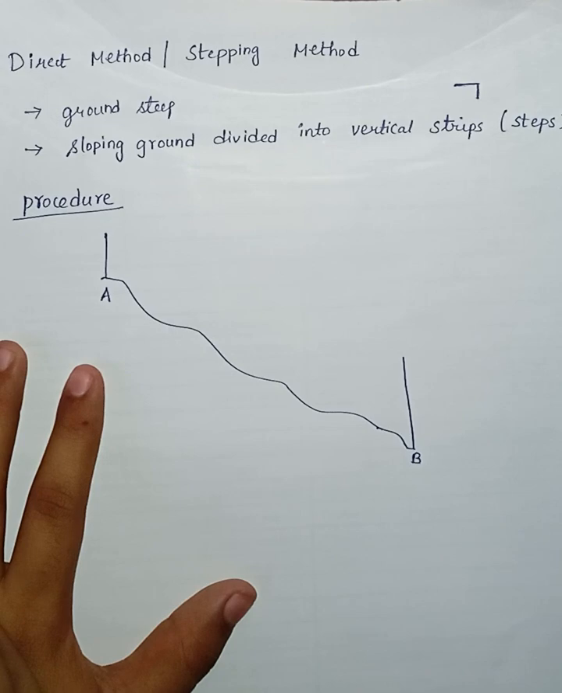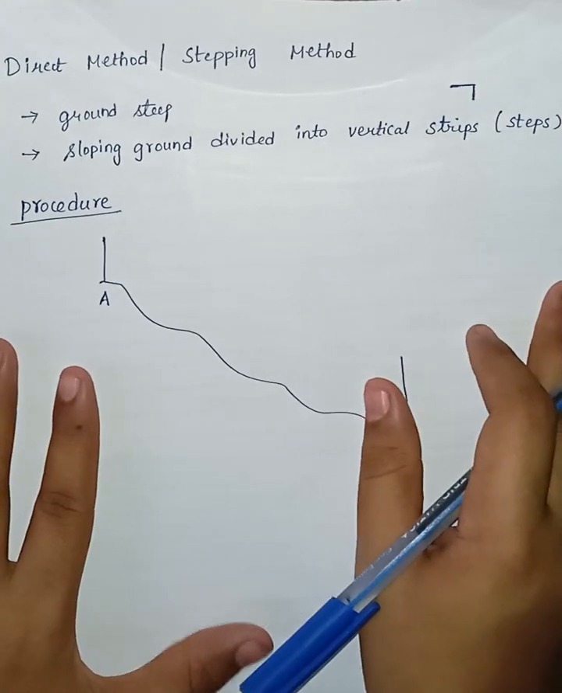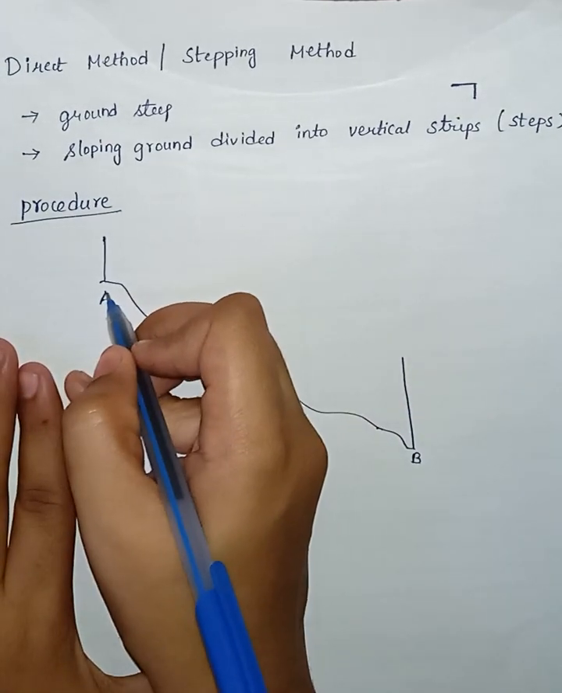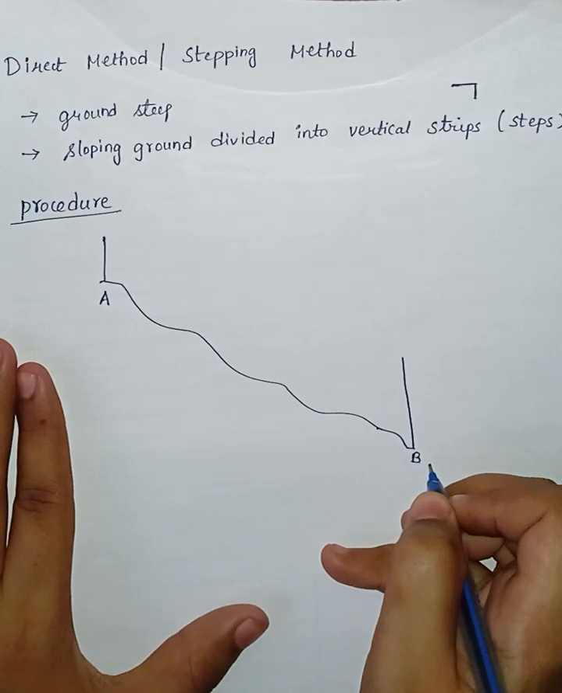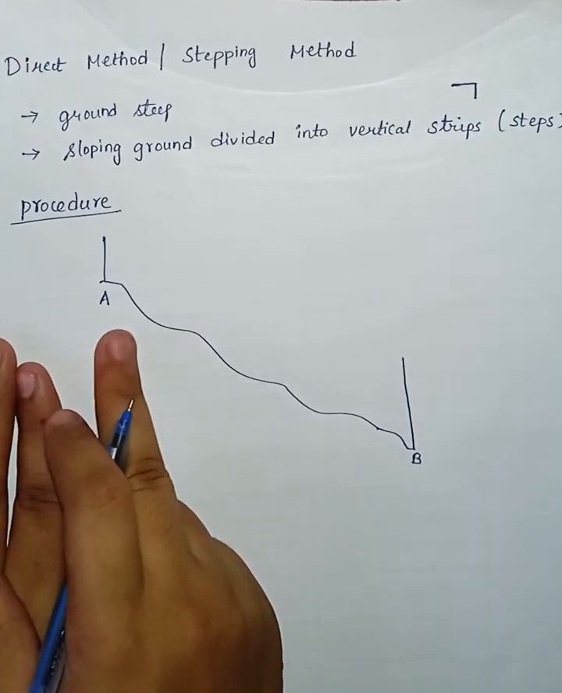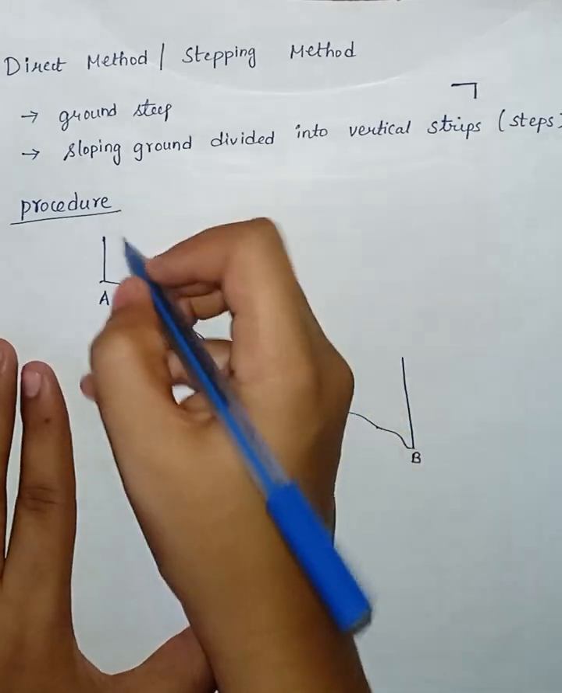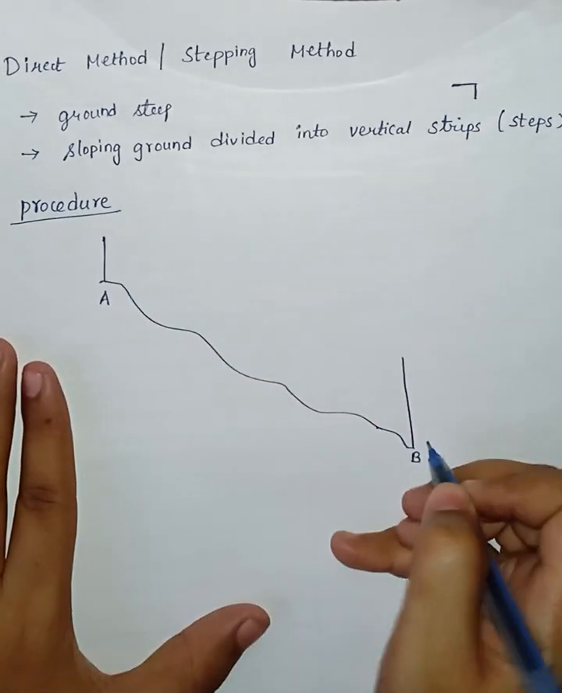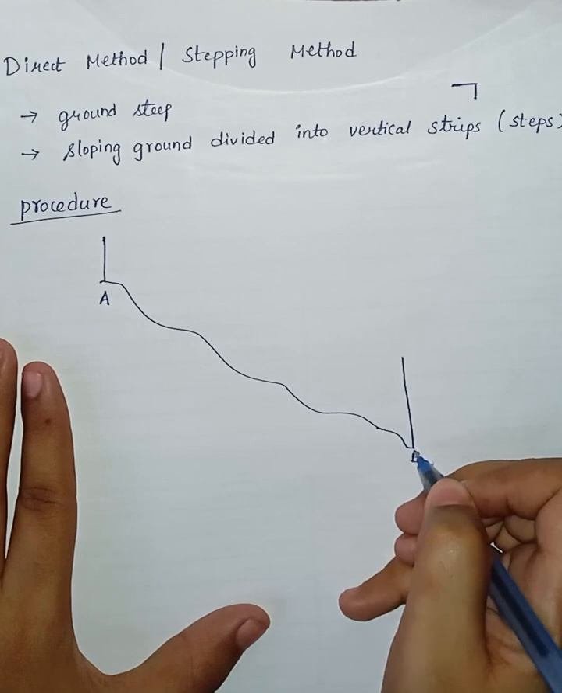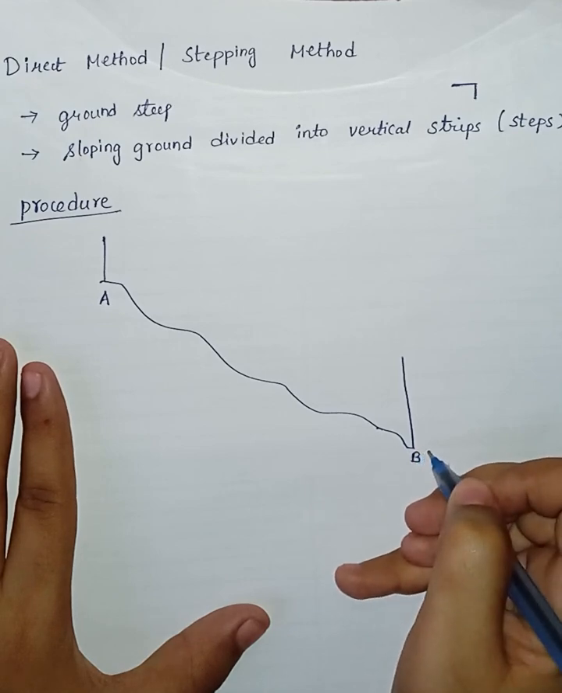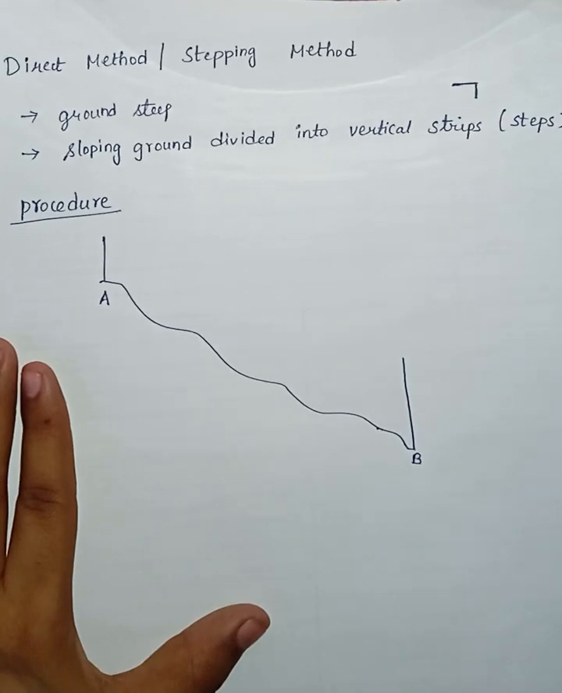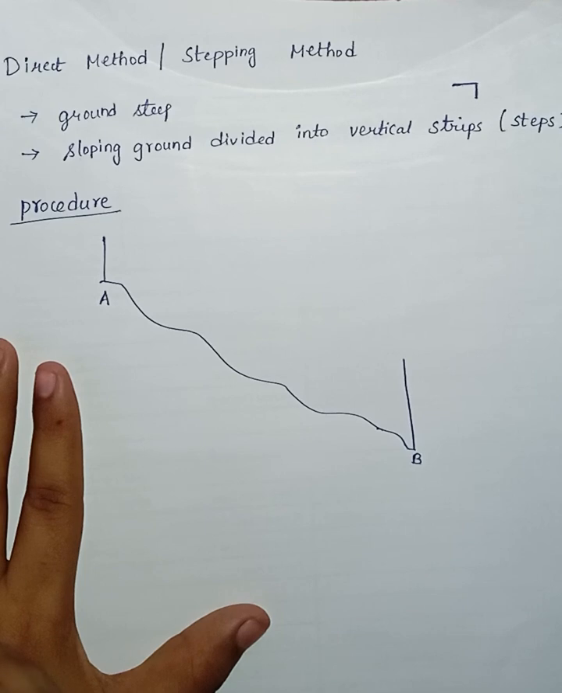We have to find the horizontal distance between point A and point B. First, the line AB is ranged properly, meaning at point A and at point B the ranging rods should be fixed properly. This is the first step. What will be the second step? The follower holds the zero end of the tape at A and the leader selects a suitable length AP1 so that P1 is above chest level.